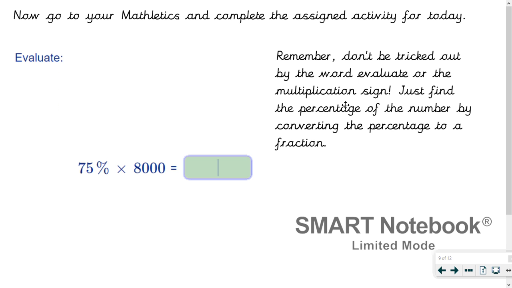Moving on, you're now going to go onto your mathematics and complete the assigned activity for today. But remember, don't be tricked by that word evaluate or the multiplication sign. Just do what you know. Change the percentage into a fraction and then divide by the denominator. That's all, and then times by the numerator if it's different from 1. That's all you have to do. So pause it, do that, and then come back and we'll do our problem to finish. Off you go.